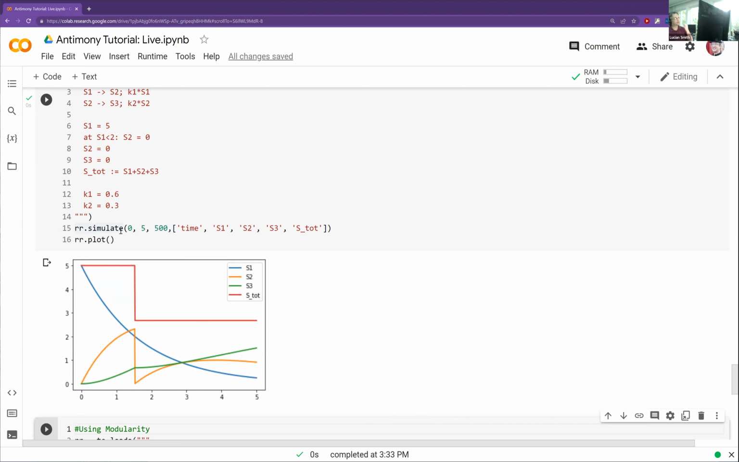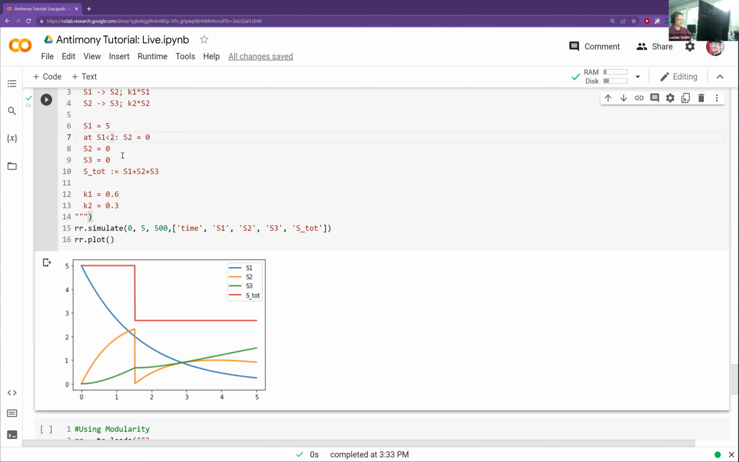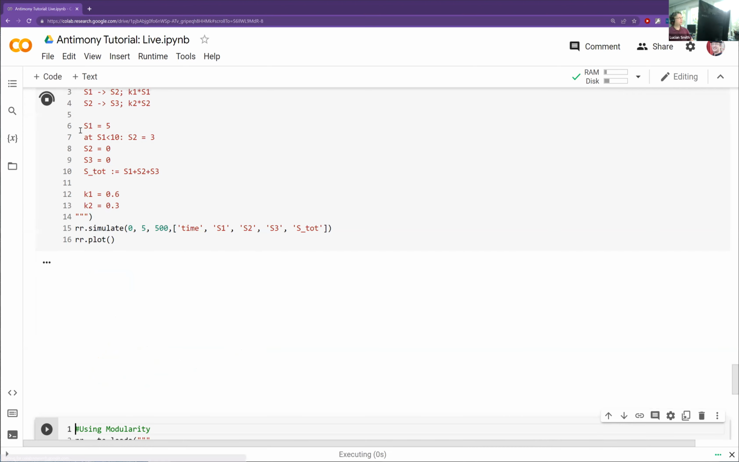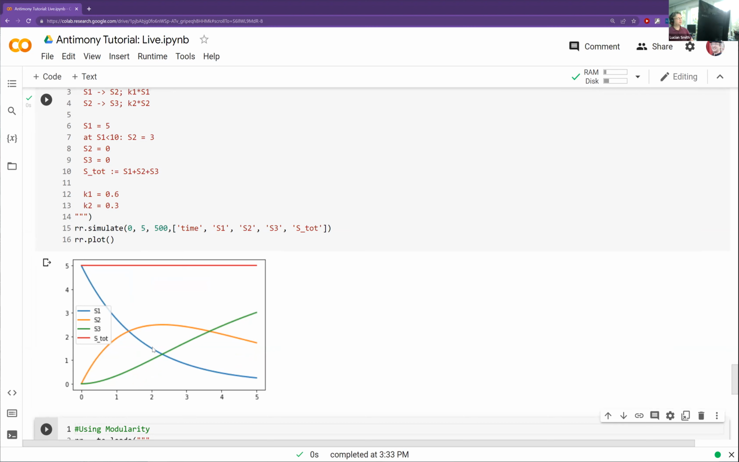So that's the trick with events. They have to transition from being true to being false. If I was to say that S1 is less than 10, right? We'll set this to 3 or something. You'll notice nothing happens at all. That's because at the beginning of the simulation, it was already false. So nothing changed it from being true to being false.